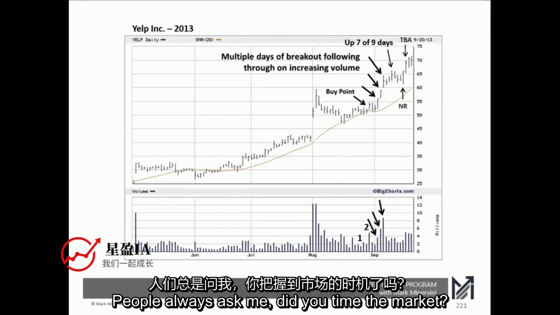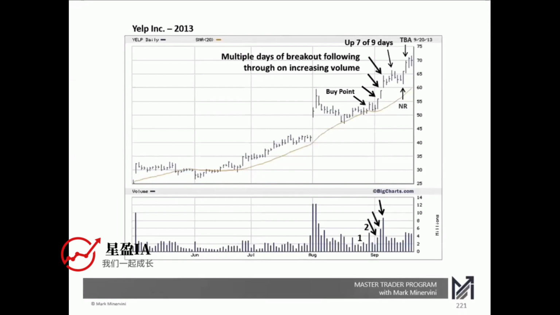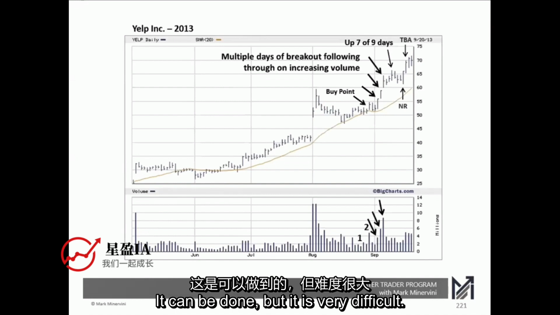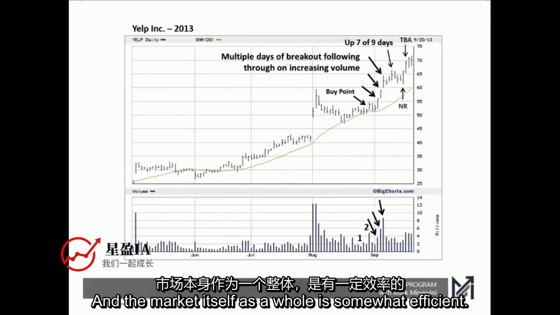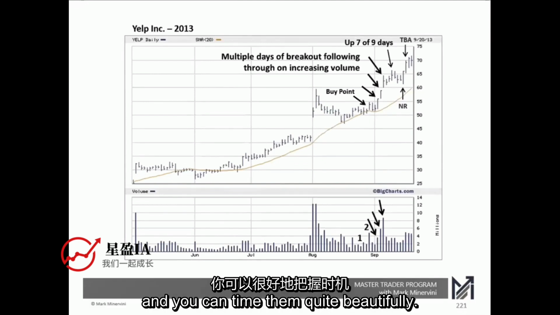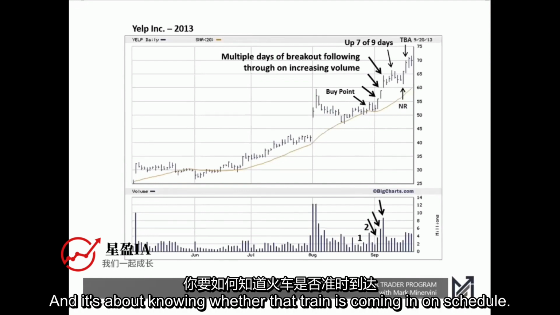People always ask me, do you time the market? I don't really time the market. I time stocks. Timing the market is very difficult. It can be done, but it is very difficult. It's very random, and the market itself as a whole is somewhat efficient. Stocks are not. Stocks are very inefficient, and you can time them quite beautifully. So that's what it's about, and it's about knowing whether that train is coming in on schedule.